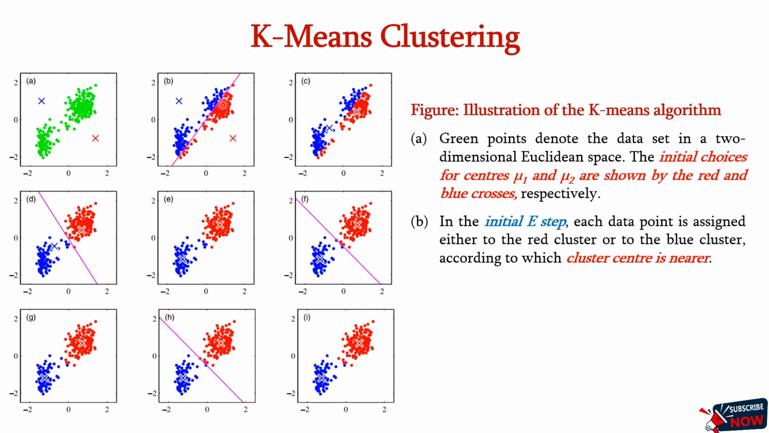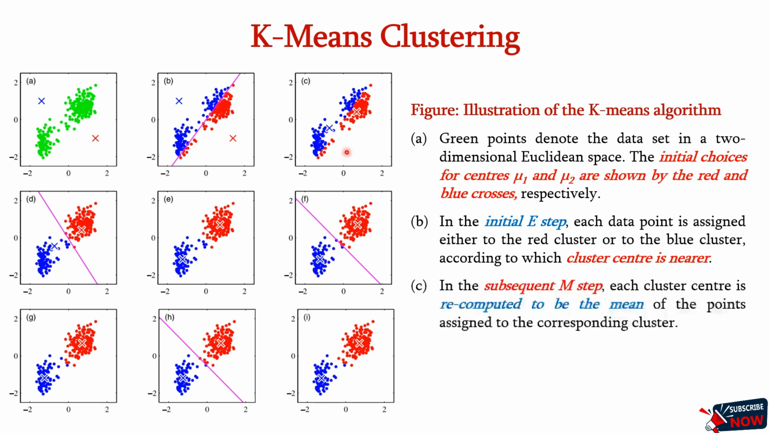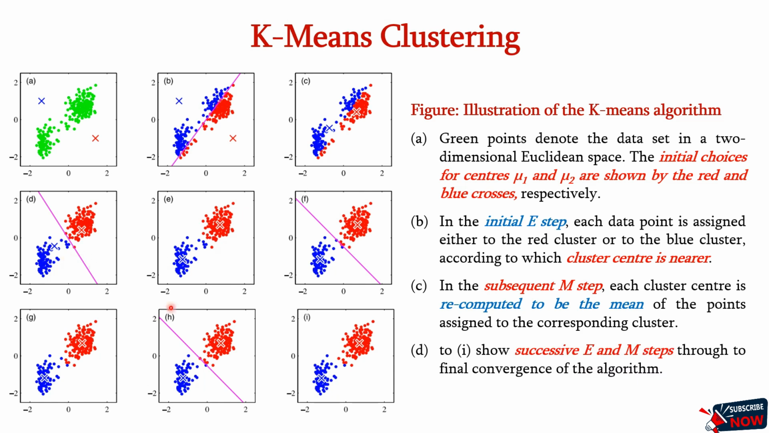After this E step, in plot C, we perform the maximization step. Here the cluster center is recomputed to be the mean of the points assigned to the corresponding cluster. After updating the cluster centers, we subsequently perform the E step and M step alternately from plot D to I until convergence. In the last plot, I, we can see the convergence, where all the blue points are more or less assigned to the blue cluster and the red points are assigned to the red cluster.